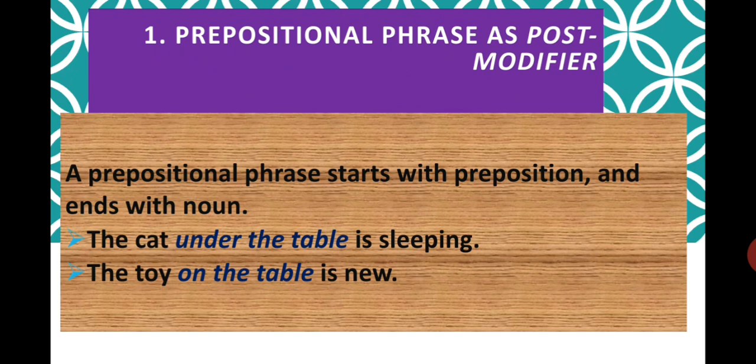In the second sentence, the toy on the table is new. In this sentence, on the table is a prepositional phrase and it is giving more information about the word toy. Toy is a noun, and this prepositional phrase comes after the noun toy. So it is a post modifier. Though it is a prepositional phrase, it is a post modifier. So it is clear to us that a prepositional phrase acts as a post modifier.